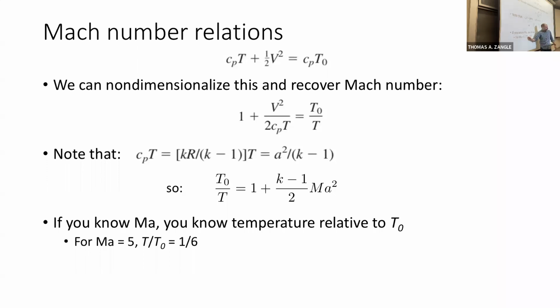So this is not absolute zero. Actually, that would be undefined. T naught is the temperature at stagnation, or the temperature if we isentropically decelerate to zero, or if we isentropically accelerate from zero up to whatever our current velocity is. Does that make sense?